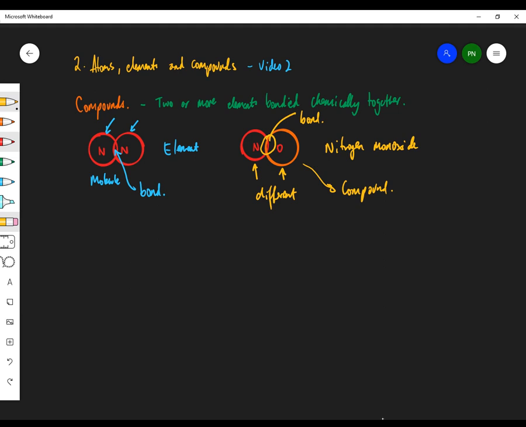So a compound is two or more elements bonded chemically together. Now, any compound, for example, water, carbon dioxide, ammonia, sulfuric acid, if we were to draw these molecules, water would look like this. Carbon dioxide would look like this. Ammonia would look like this. And sulfuric acid, a more complex molecule, would look like that.